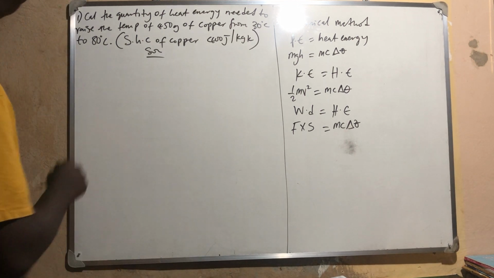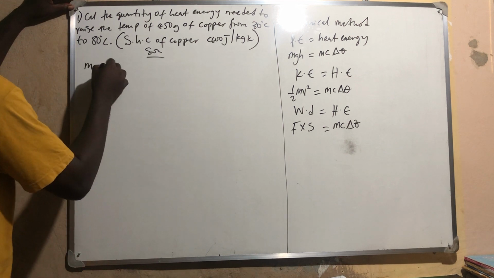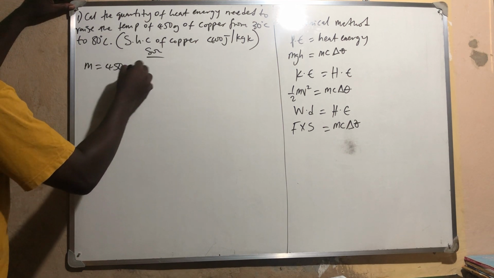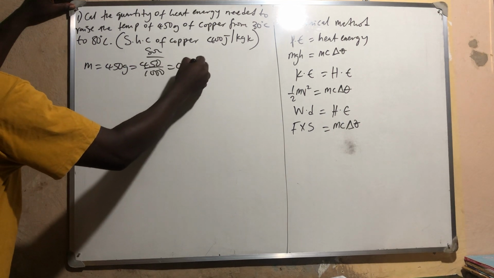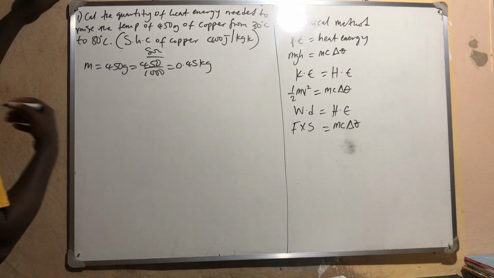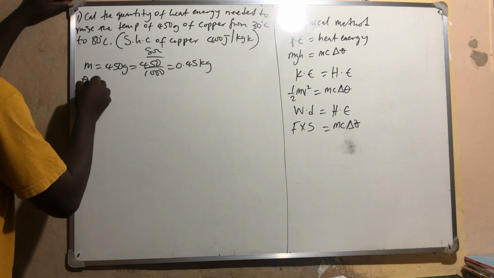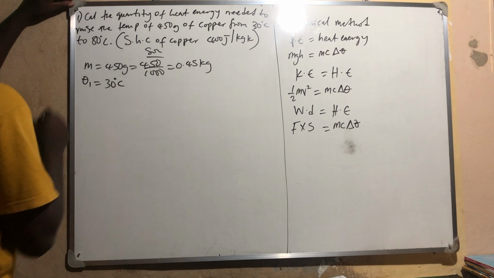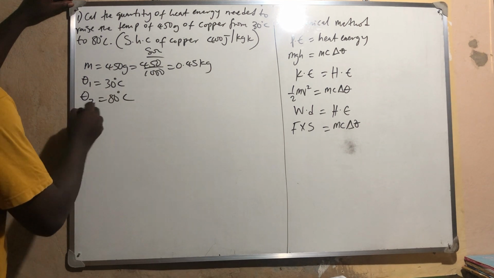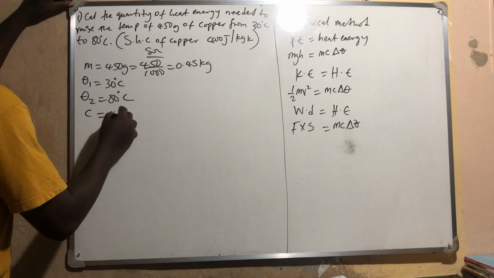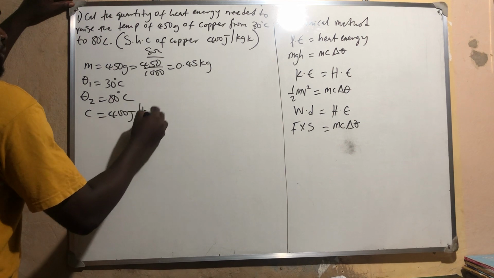Let's take out our parameters. The first thing they gave me is the mass. My mass is 450 gram, which is 450 divided by 1000, which is 0.45 kg. The next thing they gave me is the temperature. My theta 1, the initial temperature, is 30 degrees, and my theta 2 is 80 degrees Celsius, and my specific heat capacity is 400 joule per kg per Kelvin.